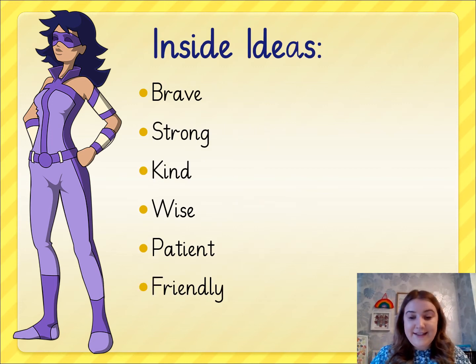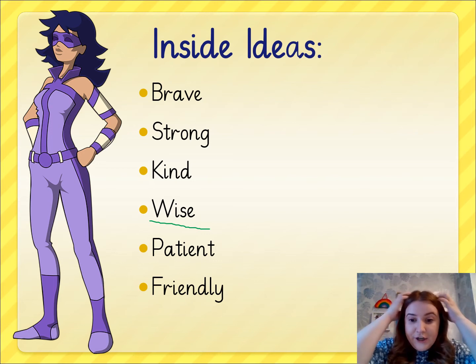And then on the inside, I've thought about the qualities that I want her to have. I want her to be brave, first of all. I want her to be strong, but I also want her to be kind as well, because I think kindness is so important. It's probably one of the most important qualities someone can have, to be kind. I want her to be wise, and that word, wise, is another way of saying that someone is clever. So I want her to have lots of knowledge in her mind.